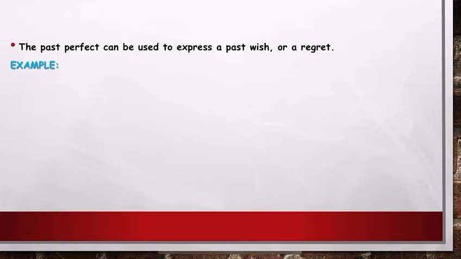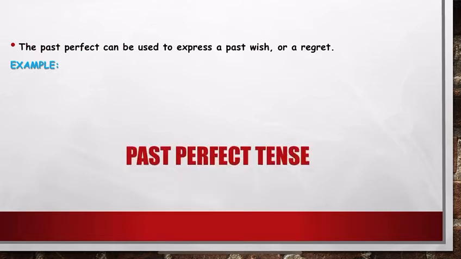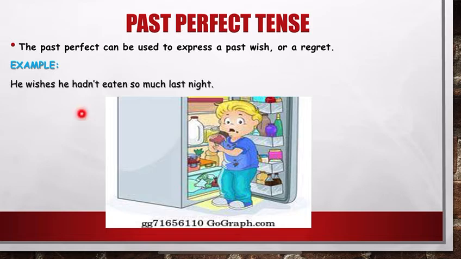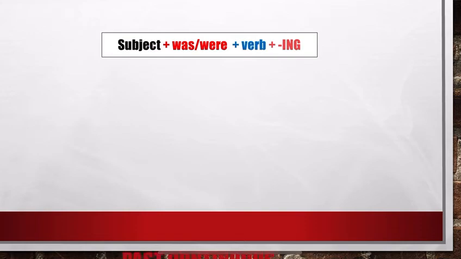Now the past perfect can be used to express a past wish or a regret also. Like here, he wishes he hadn't eaten so much last night. He hadn't eaten is the past perfect tense.